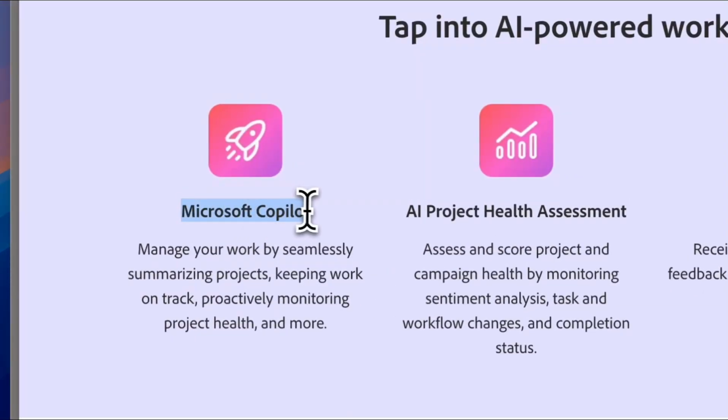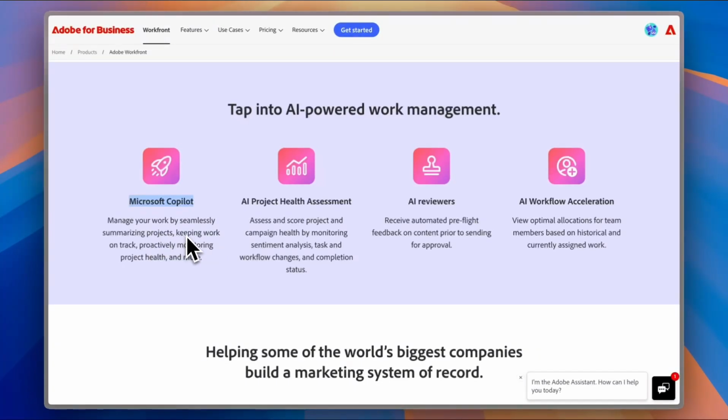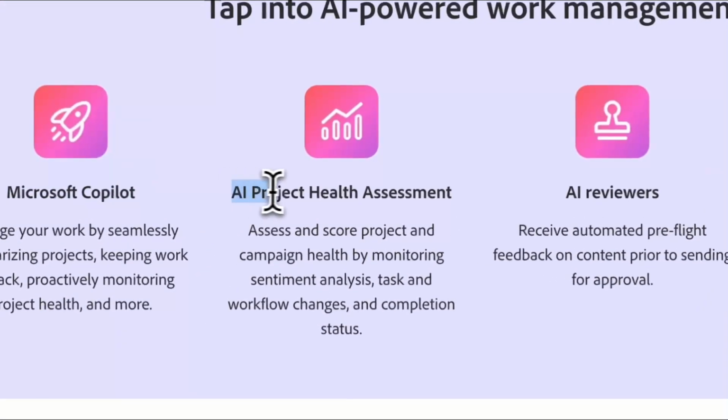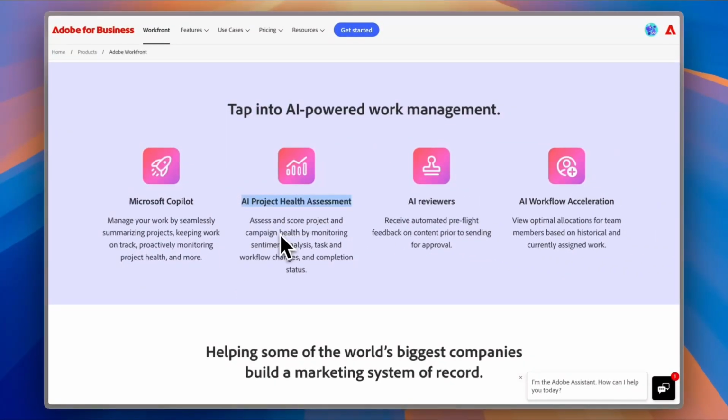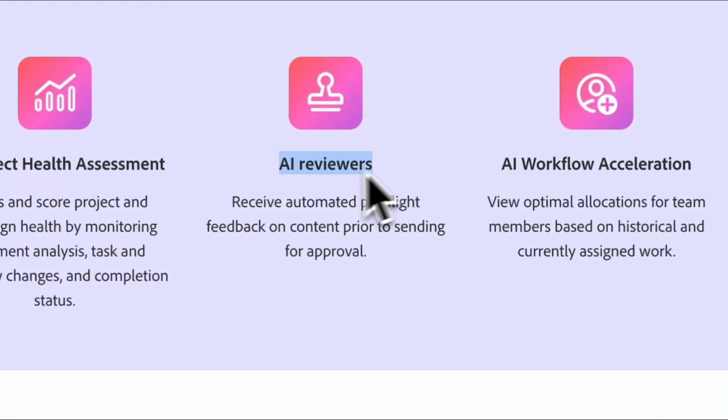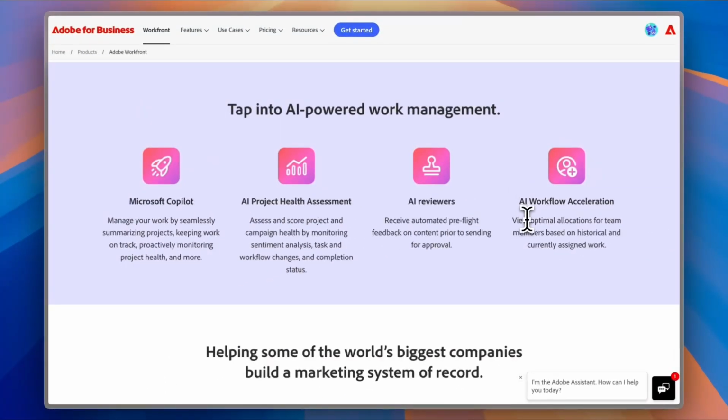And here they give you some snippets on the power of AI integrated into Workfront. So you have Microsoft Copilot that is integrated seamlessly into Workfront to summarize projects, keep work on track, and monitor project health, and much more. Here you have the AI Project Health Assessment to assess and score projects and campaigns' health by monitoring the workflow. And you can receive automated pre-flight feedback on content prior to sending for approval to get an idea on how it will perform. Also, you have AI workflow acceleration. You can view the optimal allocations for team members based on historical and currently assigned work. So you can manage and assign tasks to your team better.